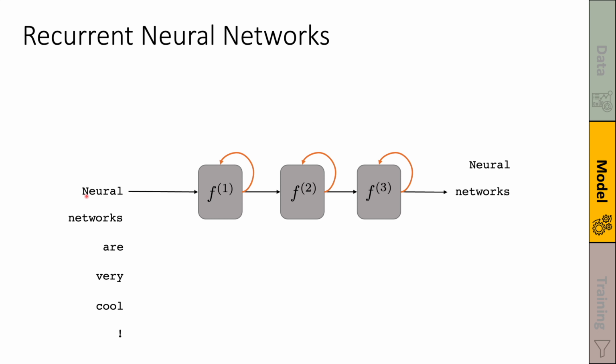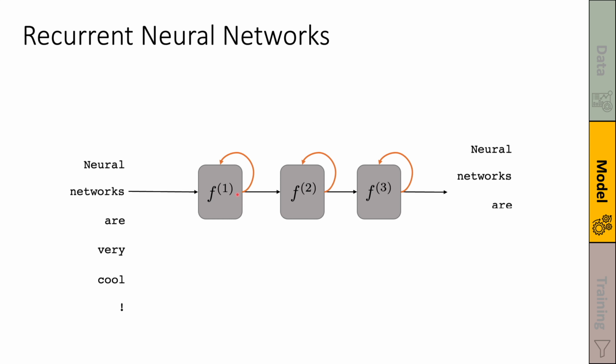So in the first time step here, we would have neural as our input, and we want to predict the next word. So we just process it feed forward through our network and then have this word, networks, as our output. That's as far as we know it, but now we go to the next time step. So the input shifts, and now our recurrent connections also come into play.